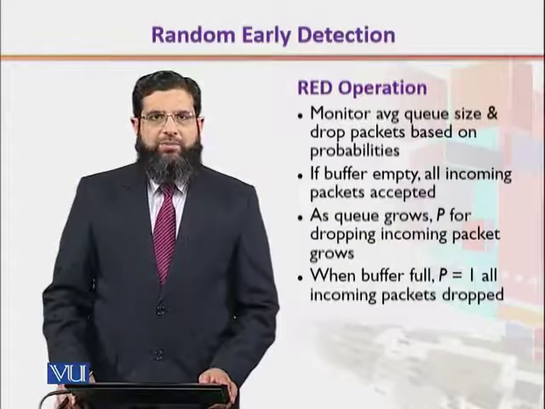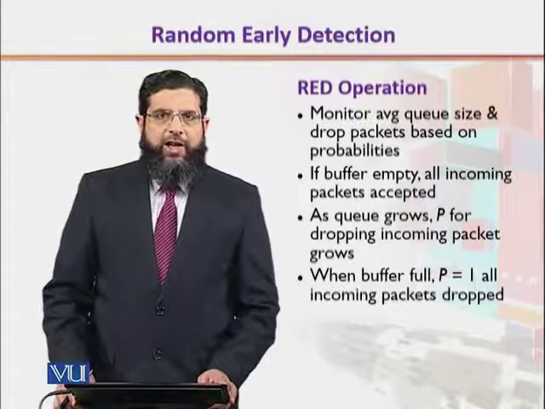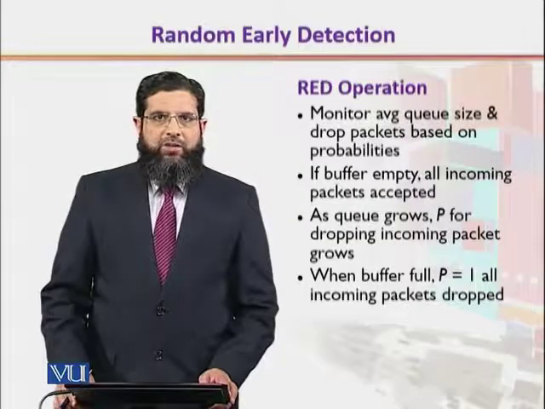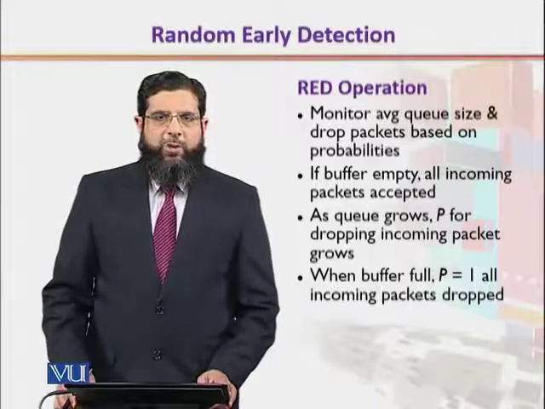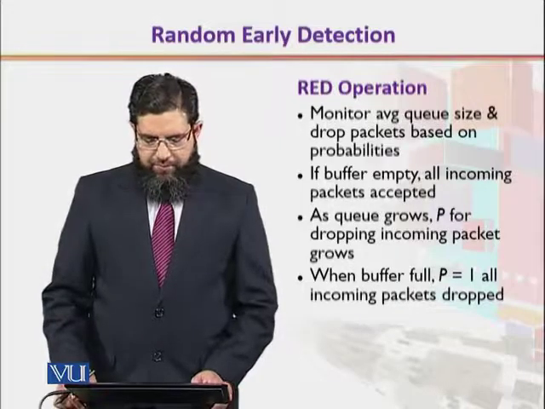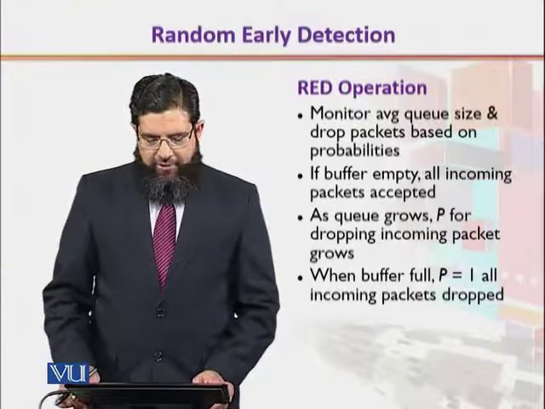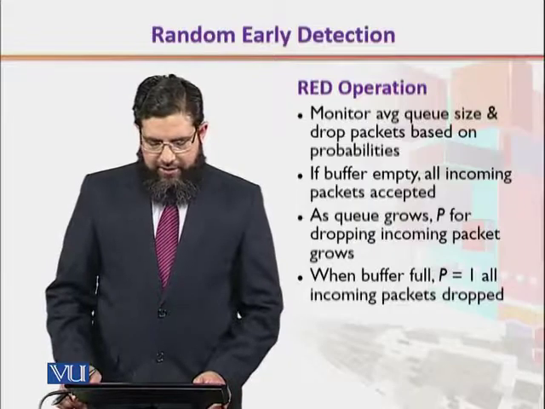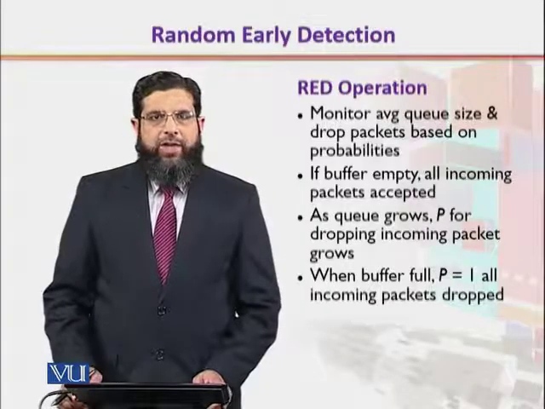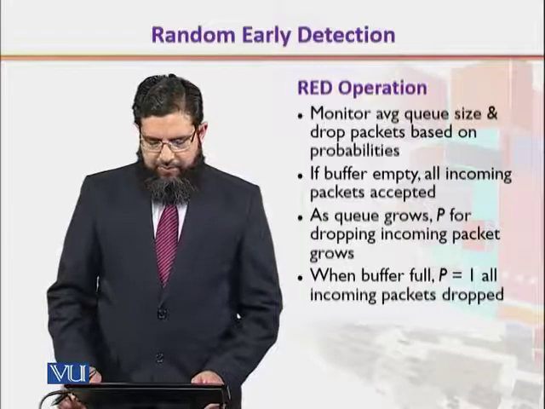Random early detection is a kind of active queue management strategy. If we consider the name, it drops the packets randomly, but it preempts that the buffer is going to overflow very soon. So that is why it is called early detection. RED is implemented by monitoring the average queue size, and it drops the packets based on probabilities. These probabilities are assigned on the basis of the objective function and the overall goal of reducing the network congestion.